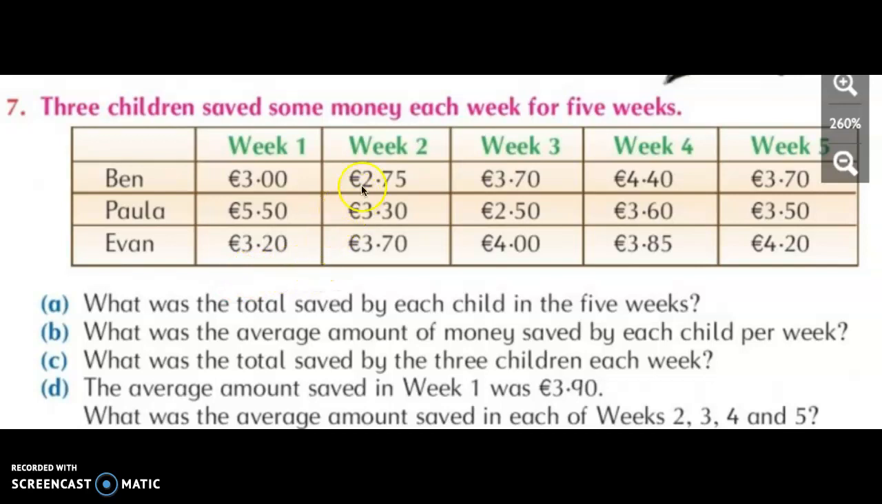When we add the 3 of these together, to find the average, we divide by the amount of numbers, remember? So we have 1, 2, 3 numbers. So when you add the 3 of these up, you divide by 3. That will give you the average amount saved in week 2. And you do the same for week 3, week 4 and week 5.